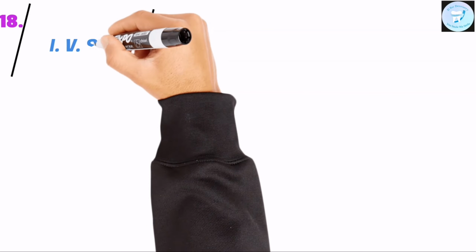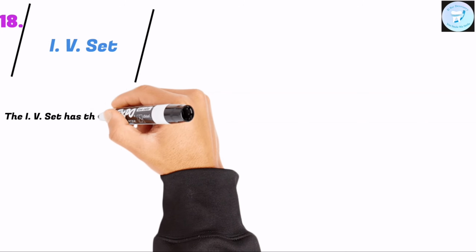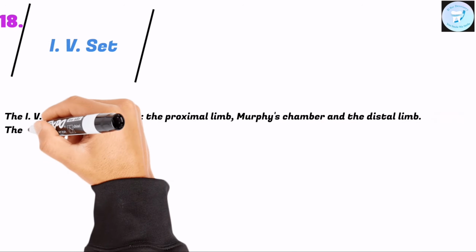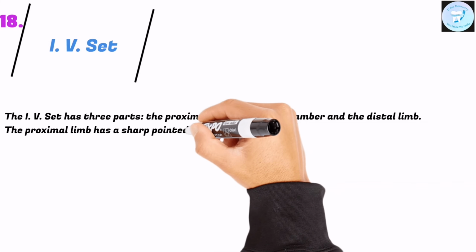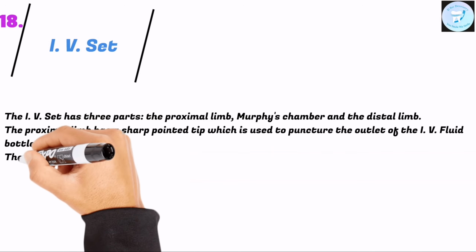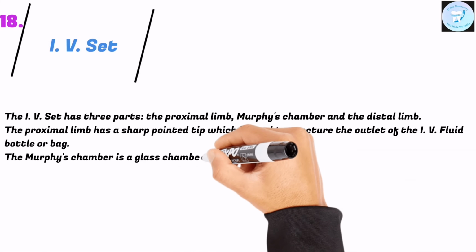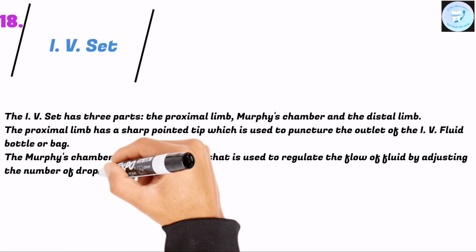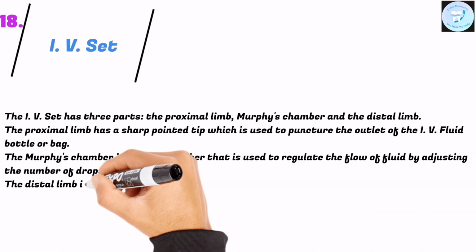18. IV set. The IV set has three parts: the proximal limb, Murphy's chamber, and the distal limb. The proximal limb has a sharp pointed tip which is used to puncture the outlet of the IV fluid bag or bottle. The Murphy's chamber is a glass chamber that is used to regulate the flow of fluid by adjusting the number of drops falling per minute.